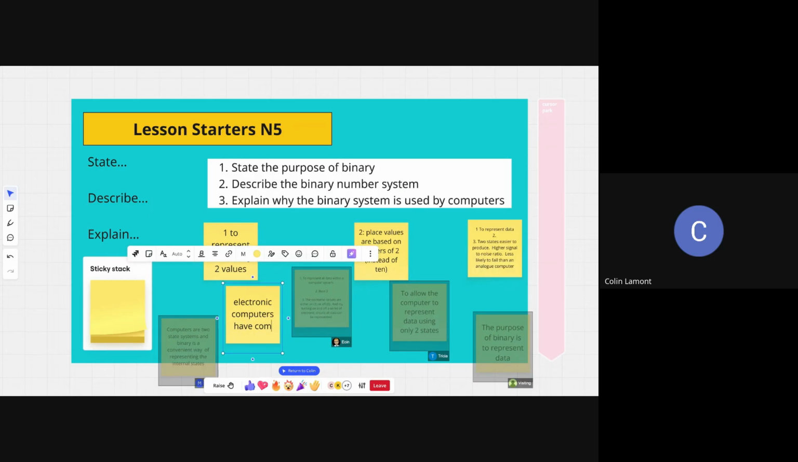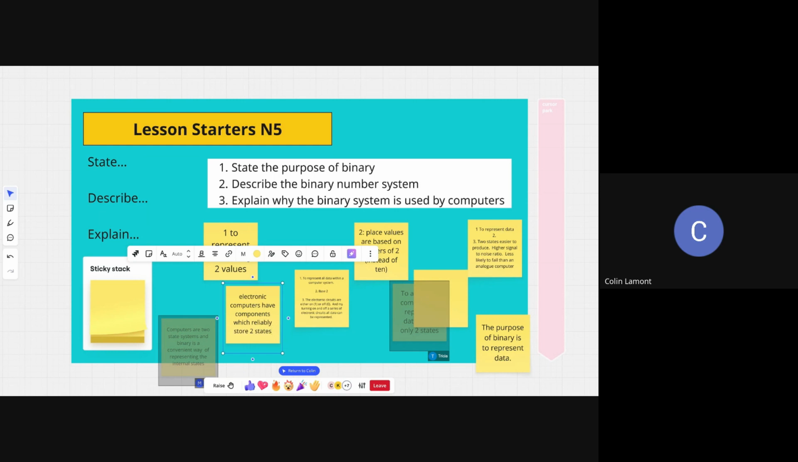Okay, so loads of great answers. Thank you for that. And hopefully from that you can see the difference in the length and the depth of an answer that you need from state to describe to explain. It's really hard to explain why binary is used in just a couple of words.